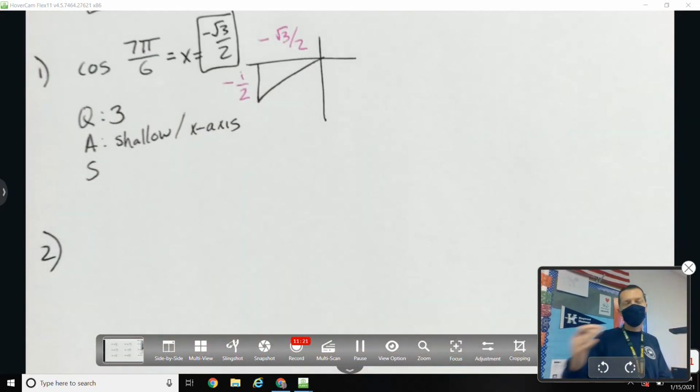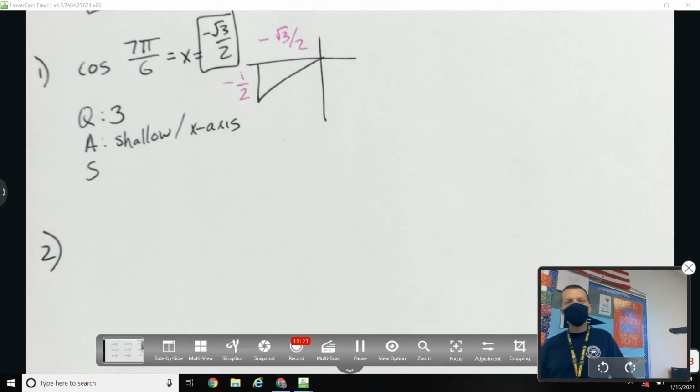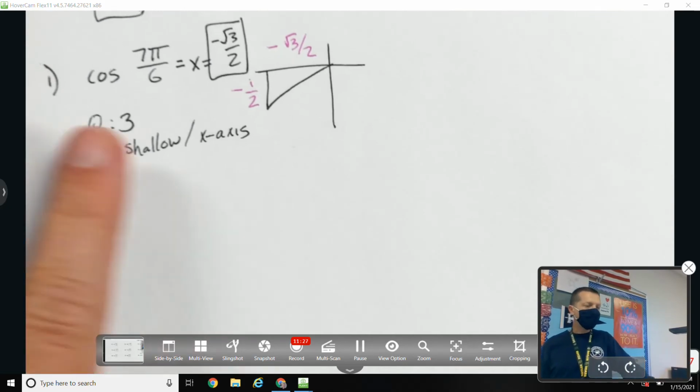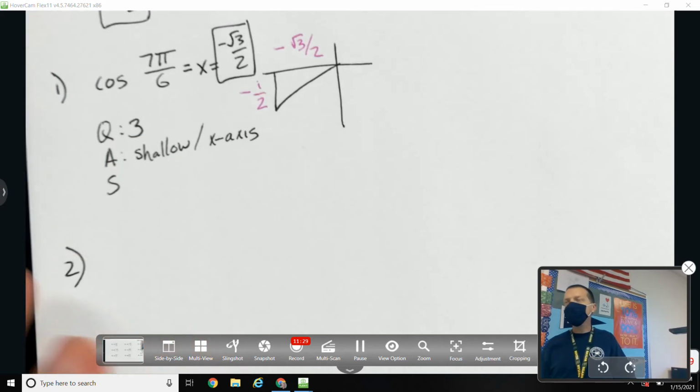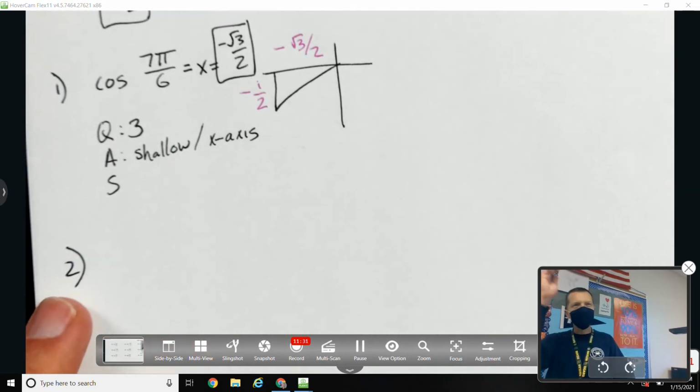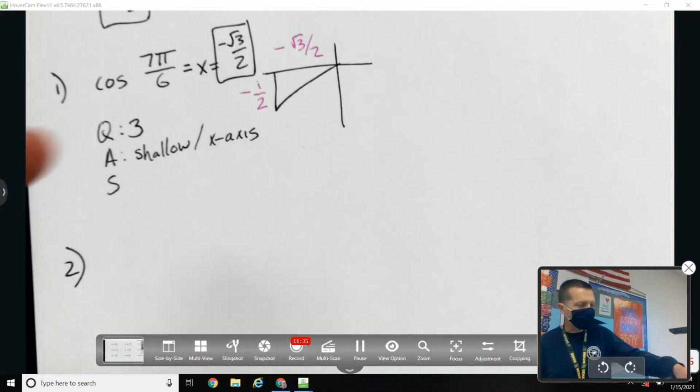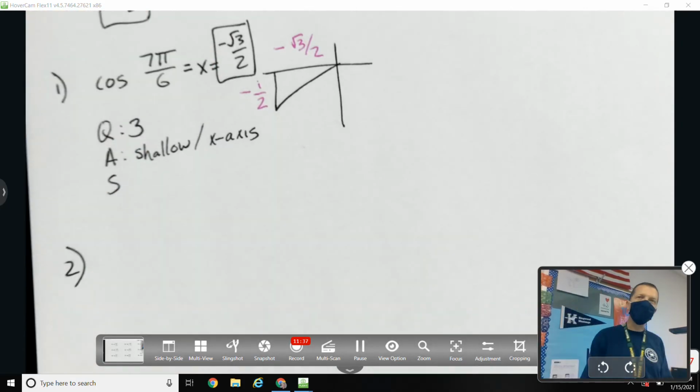Especially the further we go into this year, you get into calculus next year, and there's like 2 questions on the test where you need to know the cosine of 7 pi over 6. Well, you don't want to draw the whole unit circle and label all the angles and find every single thing and then come to the conclusion that it's negative root 3 over 2. You just don't have time to do that.